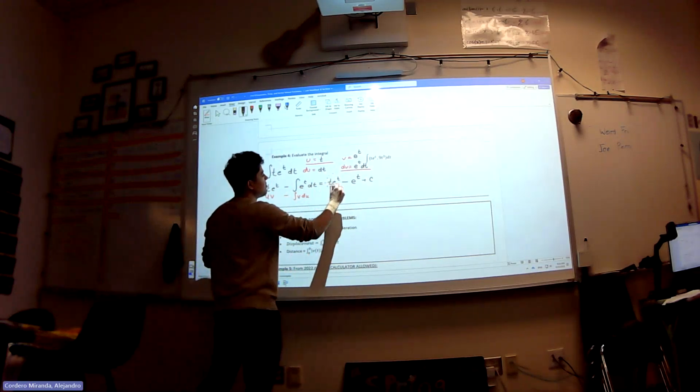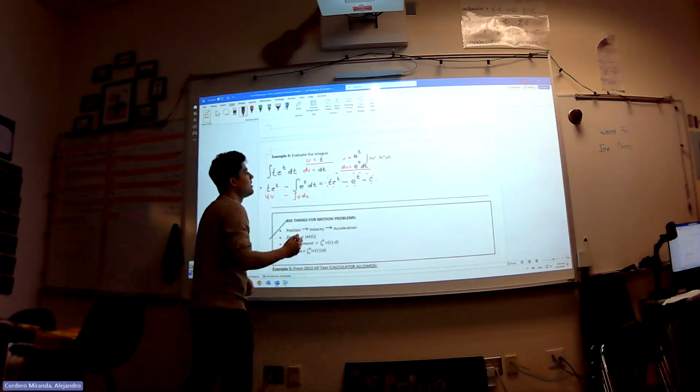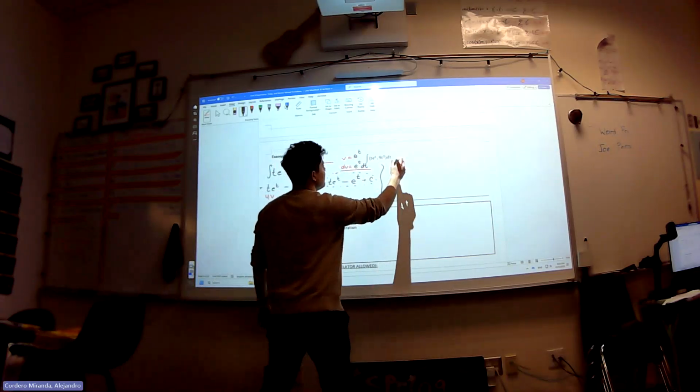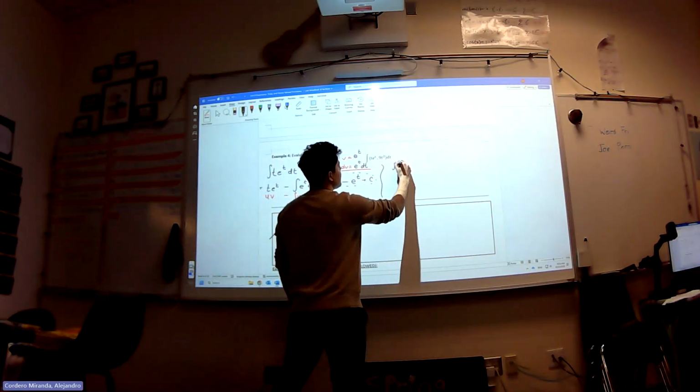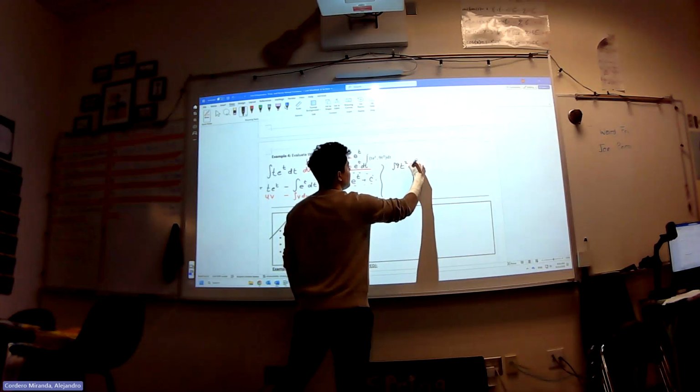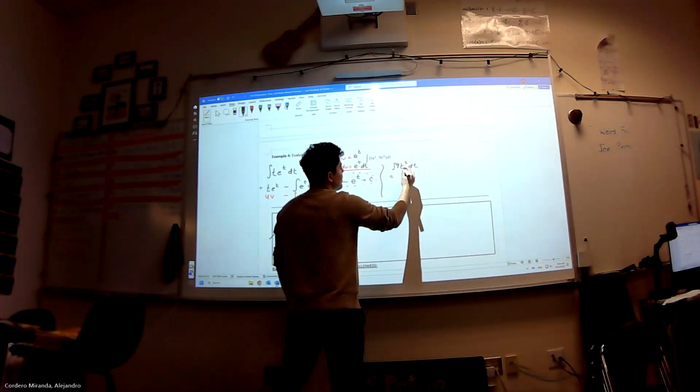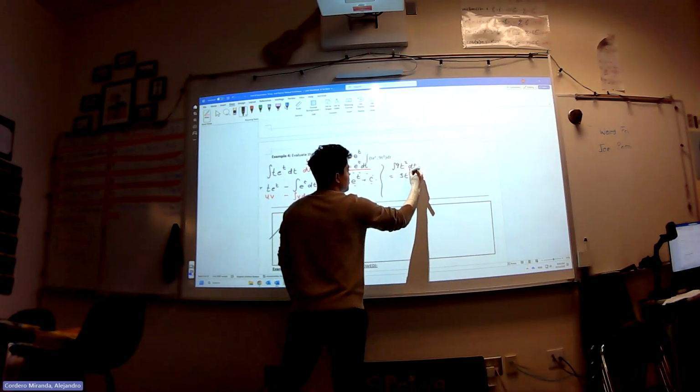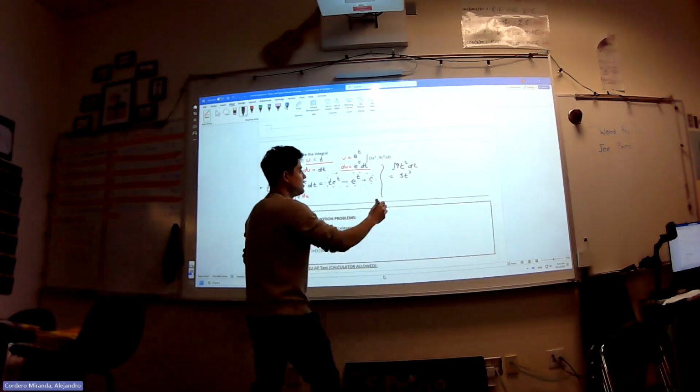Okay, the things will become important in a second, but then we also needed the integral of 9t squared. That one I know you know, it's just 3t cubed plus c.